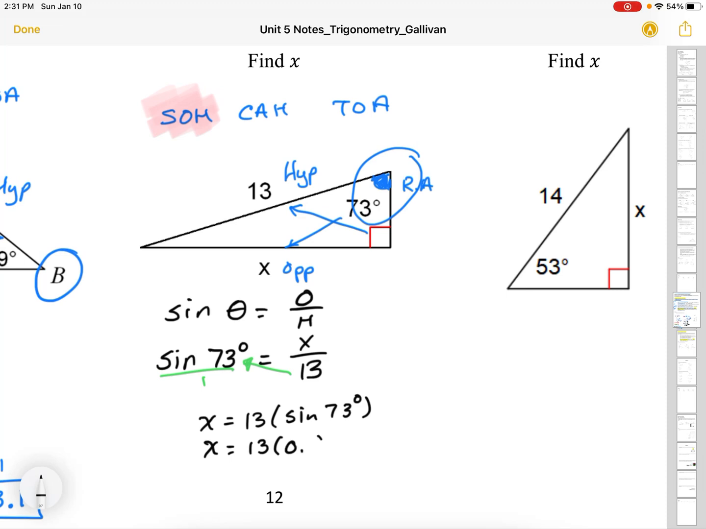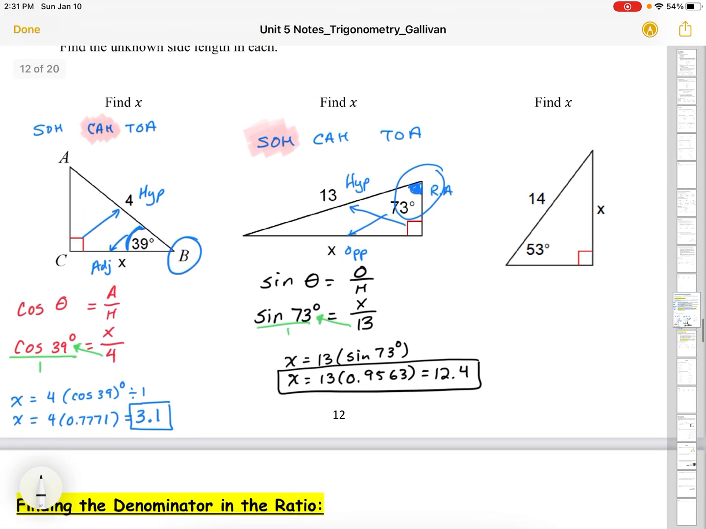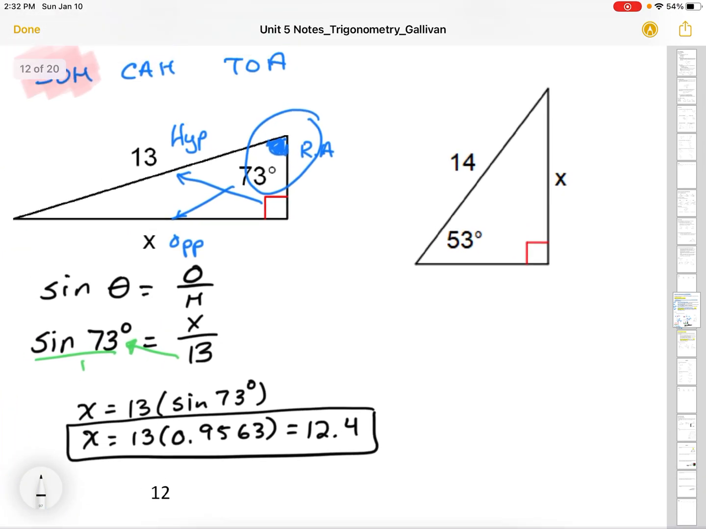Sine of 73 is 0.9563. So times that by 13, and we get 12.4. So this would be our solution. Okay, and that makes sense because it's still smaller than the hypotenuse. Same thing on the other one. 3.1 is smaller than the hypotenuse, so it is a reasonable answer.